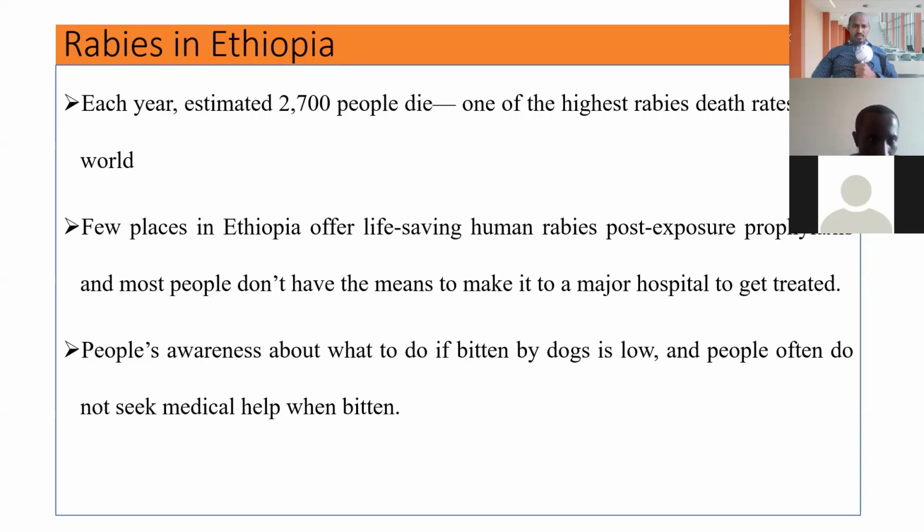And once people are bitten by rabid dogs, if we look at post-exposure accessibility, it is accessible only in a few places. Otherwise, in the majority of areas, there is no accessibility for post-exposure prophylaxis. And even most people do not have good awareness to go to the hospital after they are bitten by dogs. So generally, people's awareness is very low.